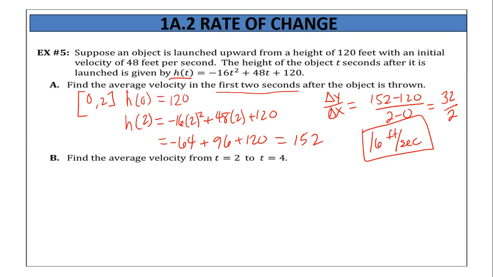Okay, I'm going to give you 90 seconds to do part B. Go. All right, what do we get? Did we end up with negative 48? And why is that? It's coming back down. That's because it's coming back to the ground.